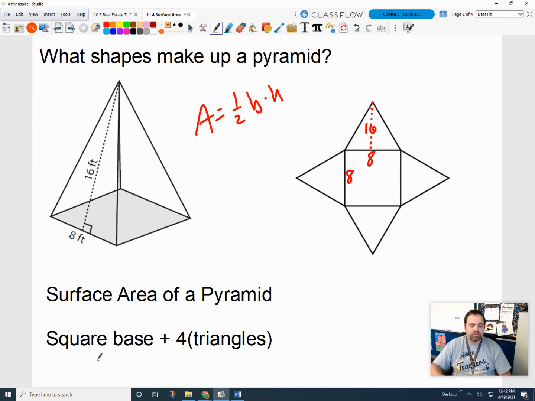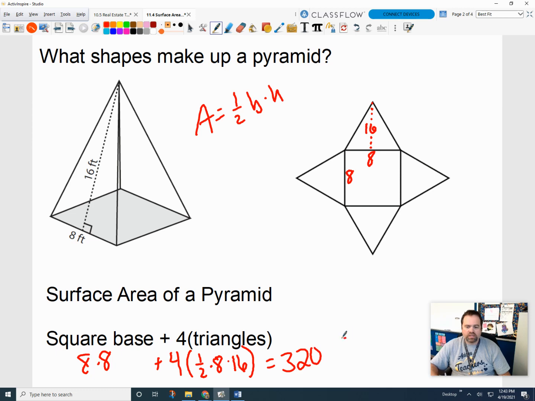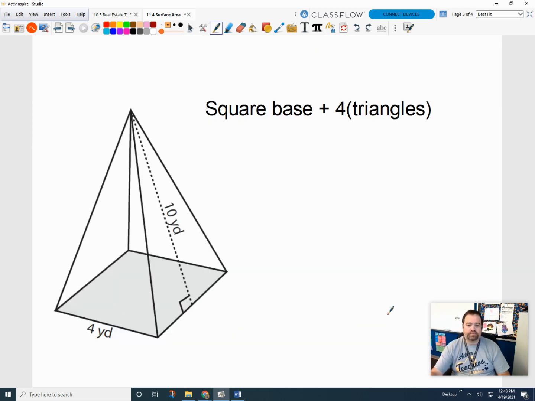So what I'm going to do here is find the area of my base. That's 8 times 8. And then I've got 4 triangles, and each triangle is 1/2 of 8 times 16. So I've got 64 for the square, and 4 times 1/2 base times height for the triangles, which gives 320 square feet. Don't forget your units. 1 square, 4 triangles. And I'm giving you everything you need on these. You need specific measurements. You're getting the base of the triangle and the height of the triangle.